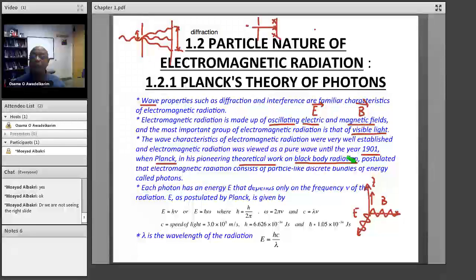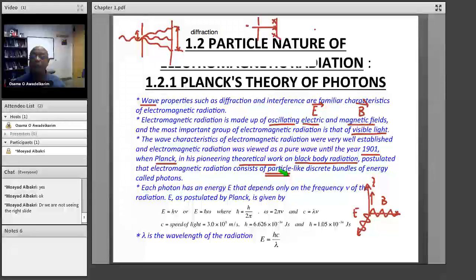So, with electromagnetic radiation, we cannot explain this black body. Okay? So, in that case, Planck in 1901 came up with a very interesting proposition. What he said is the following. He said, let us think of this electromagnetic radiation as particles. Particles meaning bodies, not just radiation.